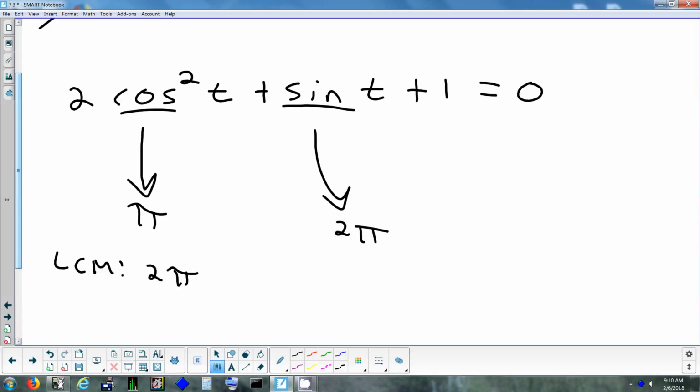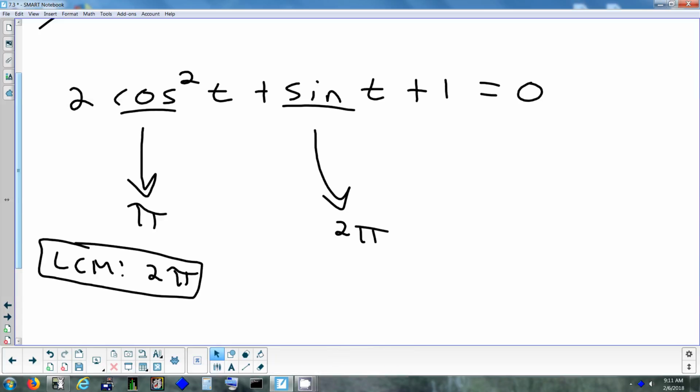If you start listing the multiples of pi, you would write 0, pi, 2 pi, 3 pi, 4 pi, 5 pi, 6 pi, 7 pi. And then if you list the multiples of 2 pi, you have 0, 2 pi, 4 pi, 6 pi, 8 pi, and so on. Well, the smallest one they have in common, besides 0, because 0 is a multiple of everything, ignore that one, is 2 pi. Okay, so now that we know that, that's what you need to put on the end of each answer, plus 2 pi n. Because that's how often this repeats.